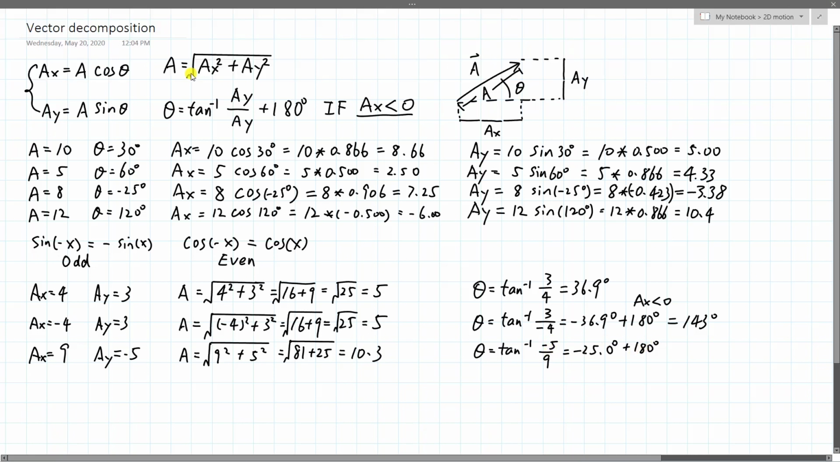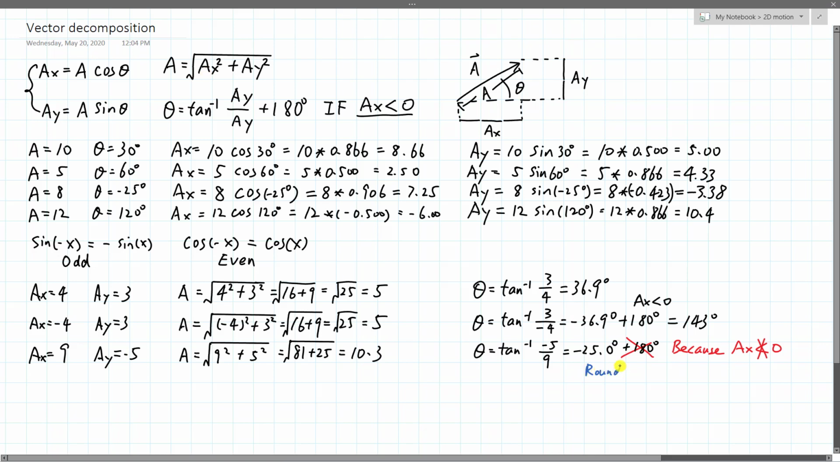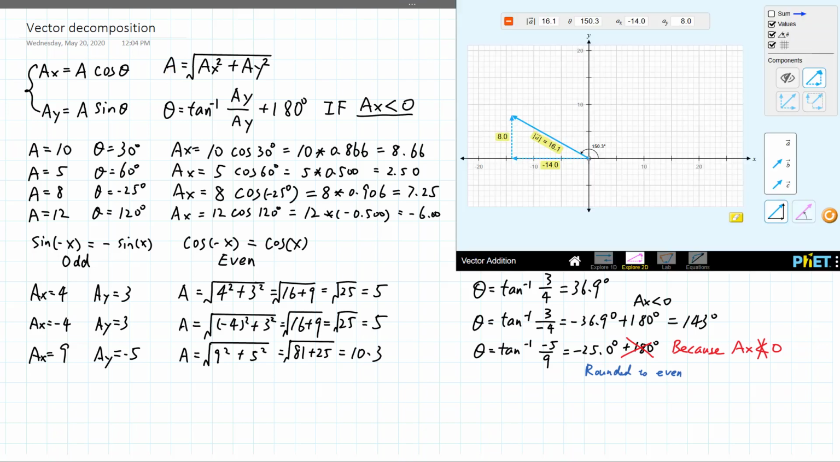So let's make sure we mark this mistake. This is a very typical mistake. We're not adding it, because AX is not less than 0. AX is 9. So we have -25.0 degrees. Let's also say this is rounded to even. Otherwise, we would have gotten -25.1 degrees. So this is just playing with the new rules. A negative angle makes sense: a negative angle is below the x-axis. As you may see here, if I move the vector below the x-axis, we start getting negative angles. I wish this number could be a little bigger. So negative angles do exist.